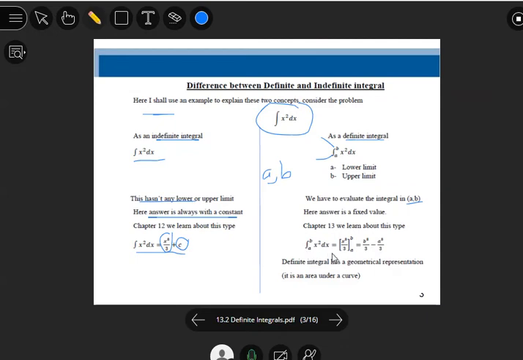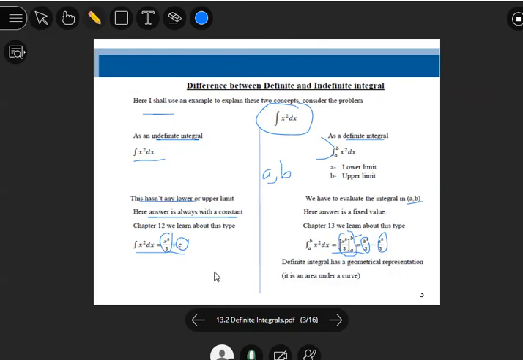first we have to write the solution. I mean, already we know it is x to the power 3 divided by 3, and then we have to evaluate it in between b and a. It means first we have to plug b into this solution, then we have to plug a into this solution, then we have to take the difference.